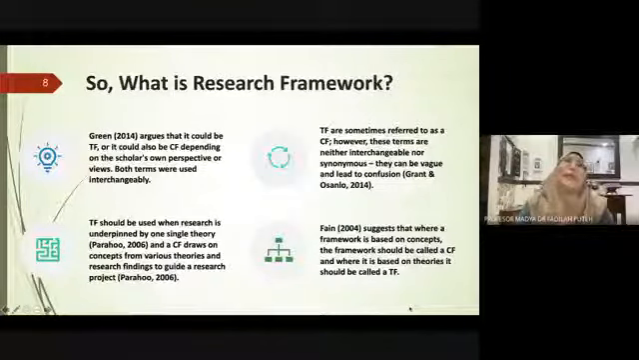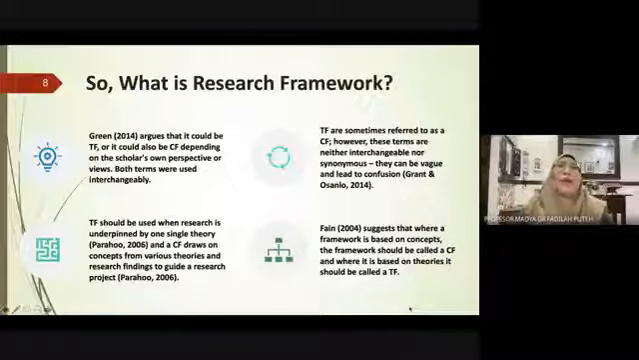All right, let's take a look at the next slide. What is actually a research framework? Green in 2014 argues that it could be a theoretical framework or a research framework, also could be a conceptual framework, depending on the scholar's own perspective or views. Both terms were used interchangeably. If you got confused, should I use theoretical framework or conceptual framework?